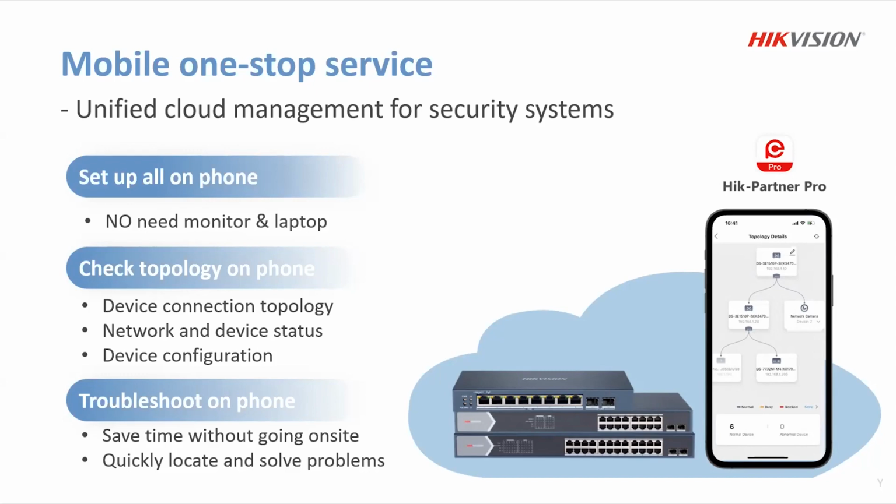So here in this phone also, I think you can see we have shown you for each switch what kind of devices are connected, and their details you can actually obtain. So this topology you don't have to create by yourself. The application itself will generate this network topology for you. That's the beauty of using this cloud switch. And also you can get an idea about the network and the device status of the devices that are connected to this cloud switch. And also you can easily configure using the Hik-Partner Pro app by using this switch.